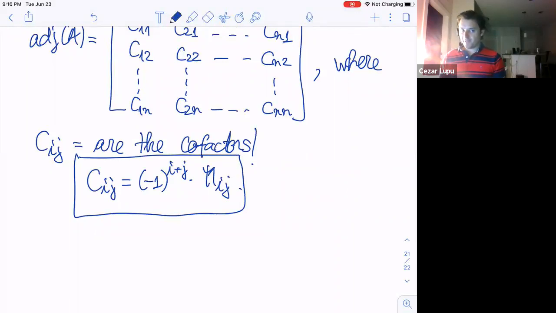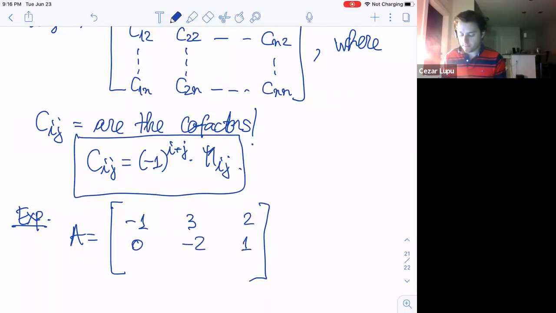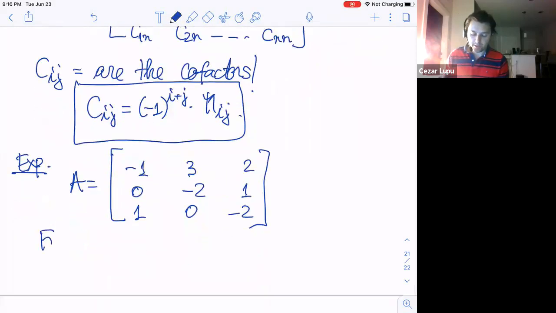With this, I will stop here. Anyway, I went a bit faster now. So an example, let me consider this matrix A to be: -1, 3, 2, then 0, -2, 1, and the last row is 0, 1, -2. The question is, find A inverse.